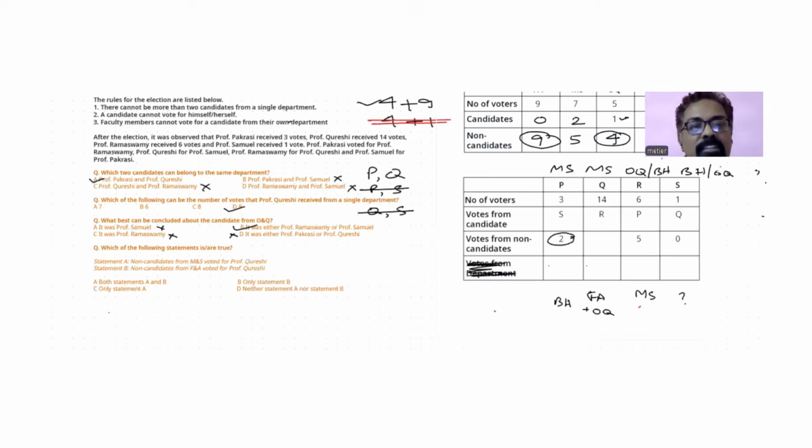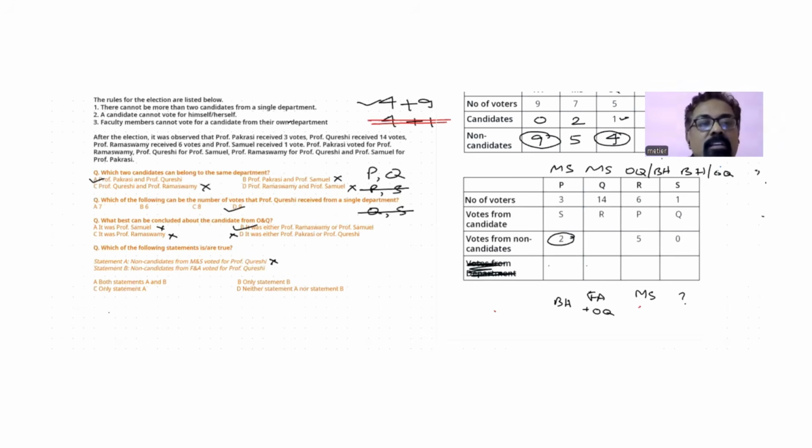2 statements are given, statement A and statement B. You have to check how many statements are correct. First statement, non-candidates from MS voted for Q. Q belongs to MS, so no non-candidate voters can vote for him or her.